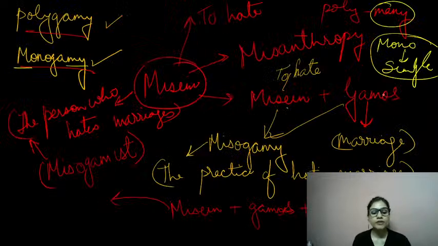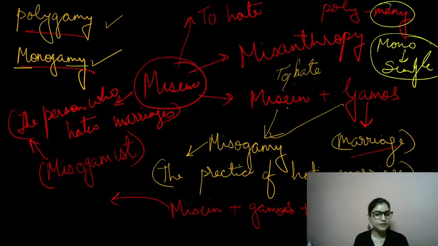We also talked about another word root, gamos, as marriage. Marriage is considered a very sacred thing, but when we related it with misane, misane means to hate marriages.